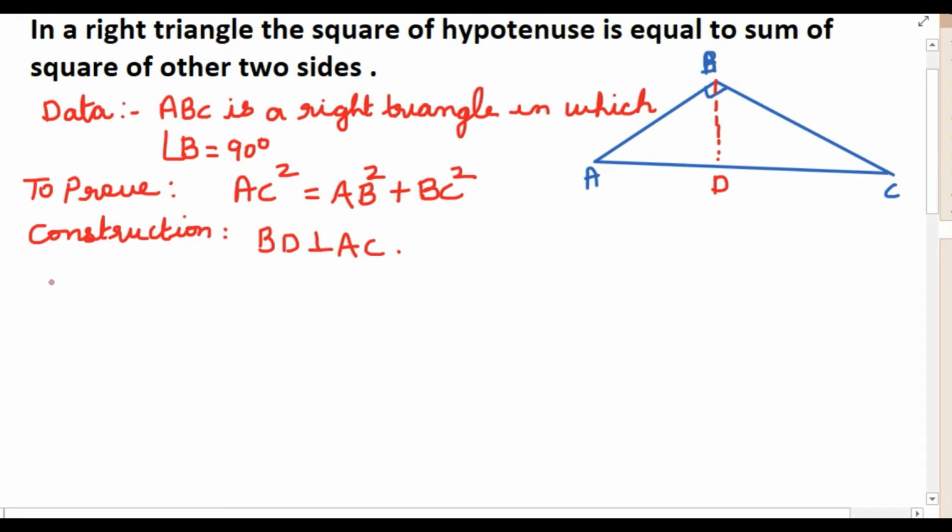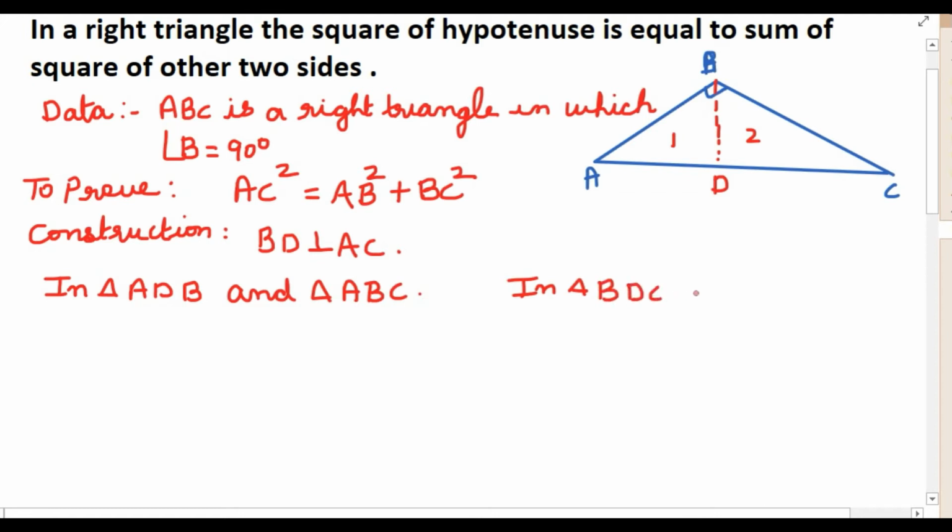Now to prove this, I am going to take this small triangle ADB, and the big triangle, that is ABC. Now I am going to prove these two triangles are similar. In the same way, I will take the small triangle on the right side, that is triangle BDC, and triangle ABC. These two triangles I will take. Now I am going to first prove this first triangle and the big triangle are similar.